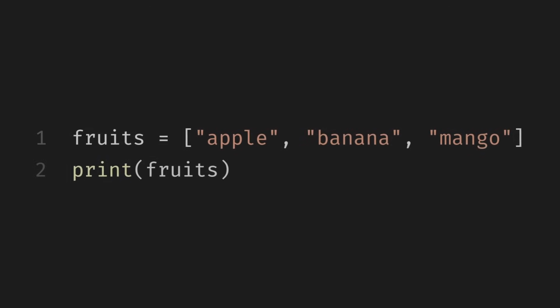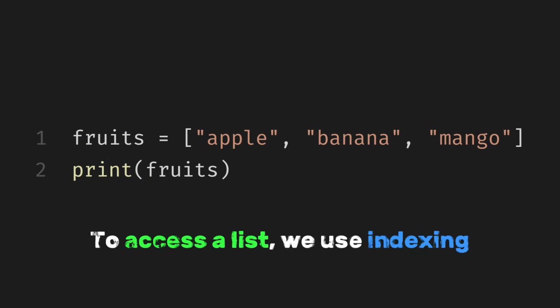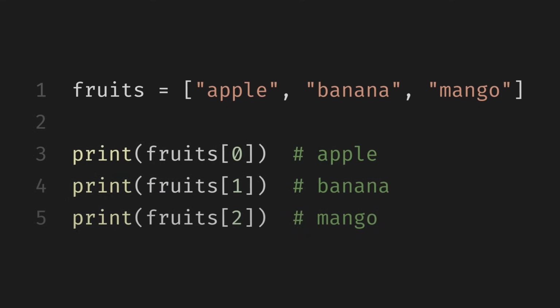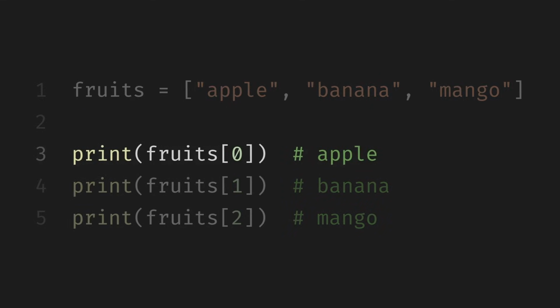To create a list, we will use the syntax square brackets. Here's an example. We declared a list called fruits with the values of apple, banana, and mango. To access a list, we use indexing. Python starts counting at 0. So the first item is at position 0, the second at 1, and so on.